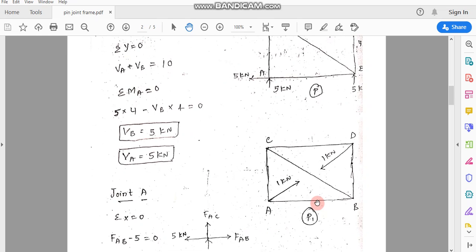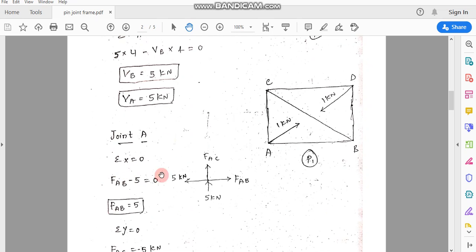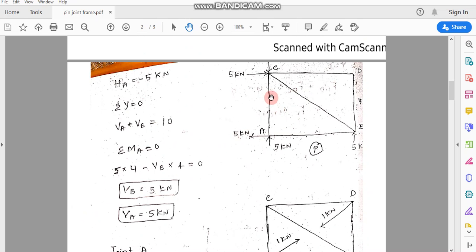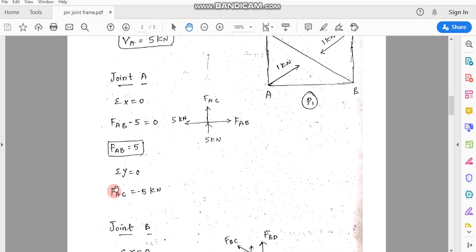Okay, so now here we'll take joint A. When you consider joint A, you can see that we have 5 kilonewton, which is VA, and the force in member AC, the force in member AB, and a force of 5 kilonewton. This is one force which is going anti-clockwise in the left side direction. So here, if you see this figure, we have the force in member AC, the force in member AE, and 5 kilonewton and 5 kilonewton. See this one. So what will happen to force AB?